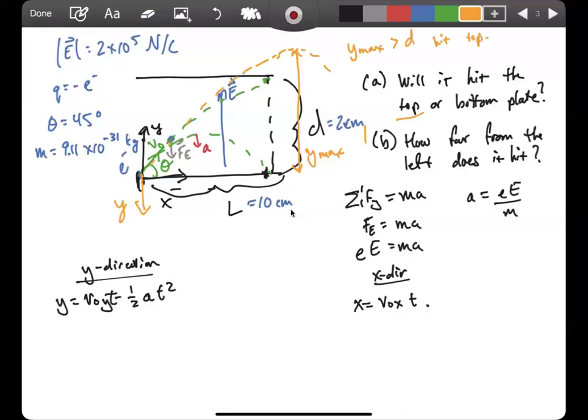But if y max is less than the distance d, then it's not going to hit the top plate. Then it's probably going to curl around and hit the bottom plate, right? Now, for that, we would need to know, for example, the time it takes to get the max height, and then plug that into the y expression to find the time.